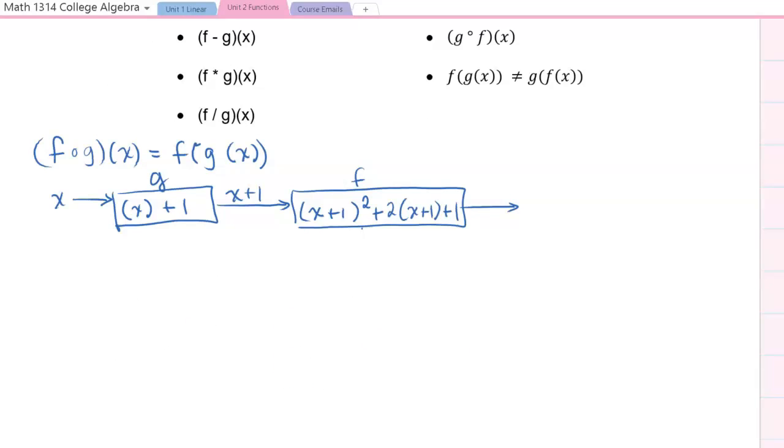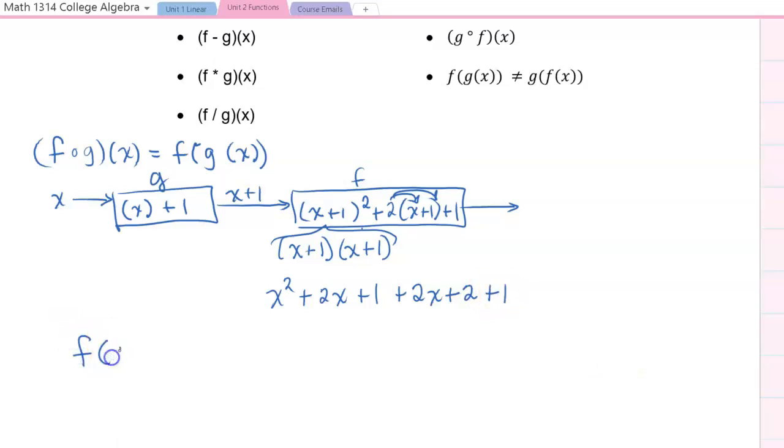In order to simplify, first we need to multiply our x plus 1 quantities squared out. That means we need to multiply x plus 1 times x plus 1, either using FOIL or your favorite method of multiplying binomials. We also need to distribute the 2, and in doing so we will get x squared plus 2x plus 1 plus 2x plus 2 plus 1, and then we add like terms. Therefore, we find that f of g of x is x squared plus 4x plus 4.